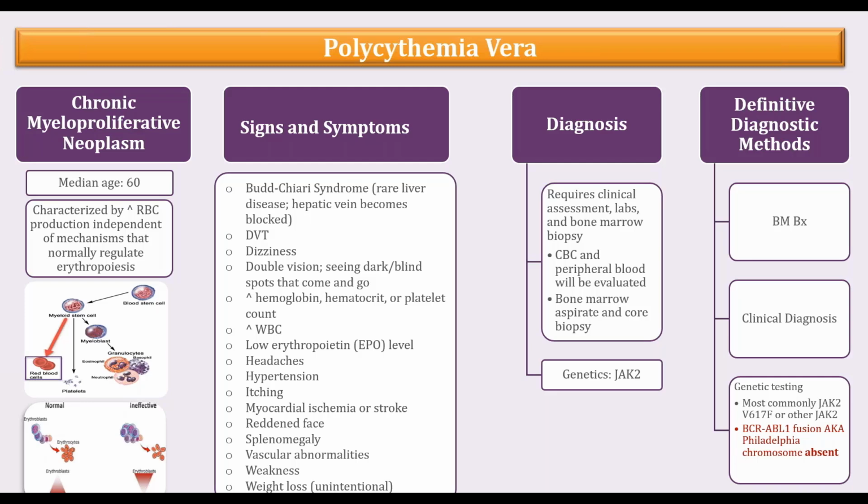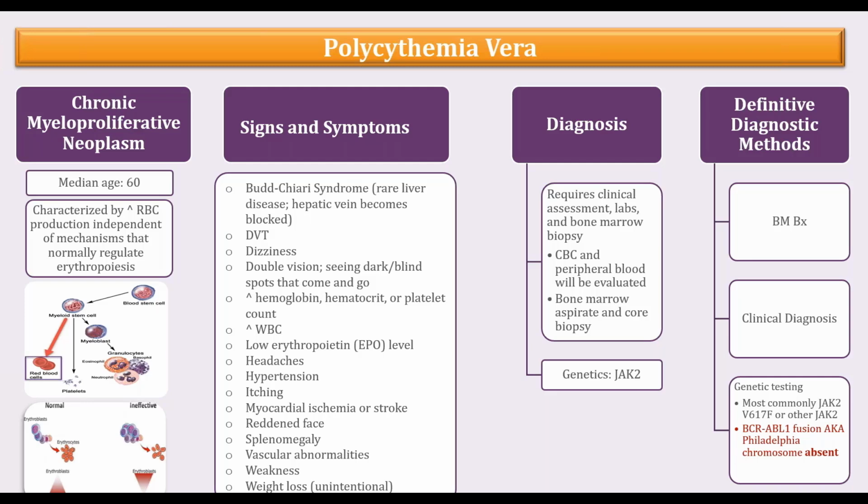So some signs and symptoms include DVTs, an increased H&H, increased white blood cells, a low erythropoietin (EPO) level, which we'll talk about in a few minutes when we talk about JAK2, headaches, hypertension, itching, splenomegaly, weakness, unintentional weight loss, these types of things.